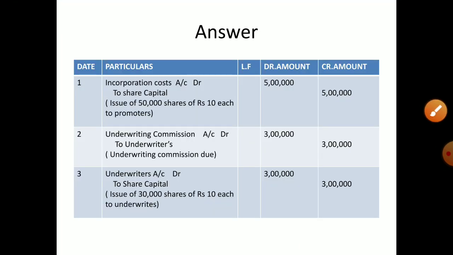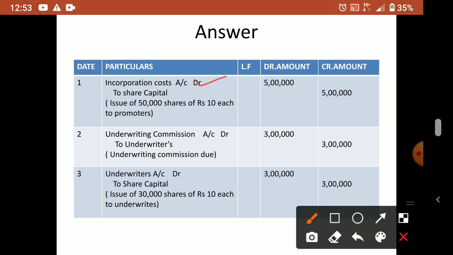Okay, so in that case the journal entry we have to pass is incorporation cost account. When shares are issued to the promoters, we have to write incorporation cost account debtor to share capital. So how many shares? 50,000 into 10, that you can directly multiply and write. Then underwriting commission: first we have to pass the due entry because it is an expense for the business. So underwriting commission account debtor to underwriters 3 lakh, 3 lakh. Then the next entry, for them we issued shares. So underwriters account, which we credited, to cancel that we are debiting. All entries are like that only. Okay, so whenever it is closed, then only it will have the opposite effect.